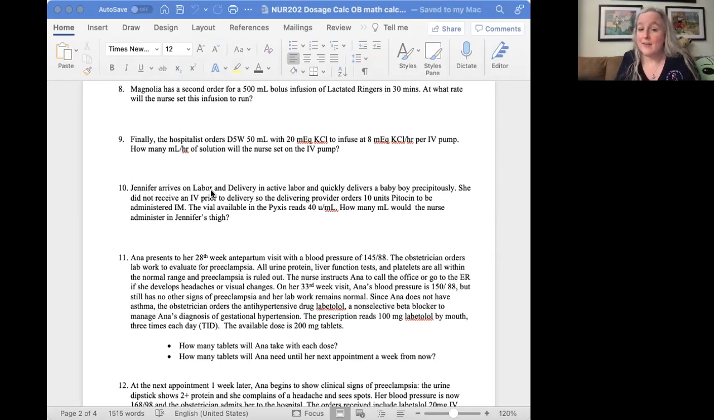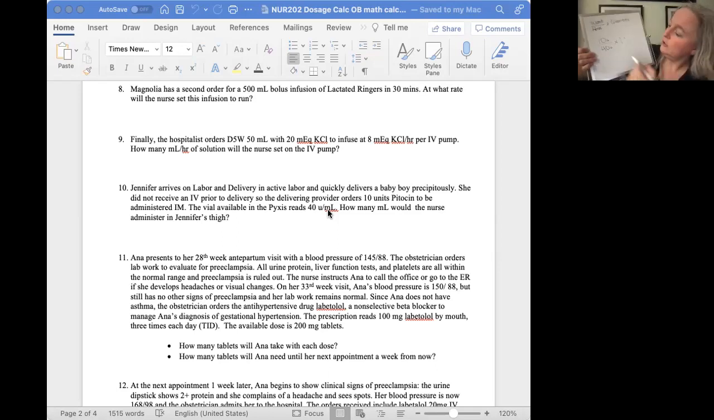And so we don't have an IV in, and so we need to give 10 units of Pitocin IM. Okay, this happens. The vial available in the Pyxis is 40 units per milliliter. How many milliliters will the nurse administer? So we're going to use want over have again. We want 10 units. We have 40 units. And our quantity is in 1 milliliter.